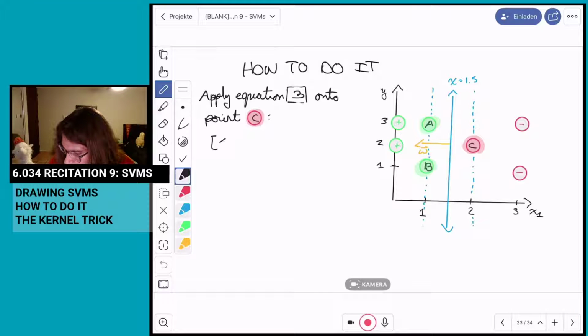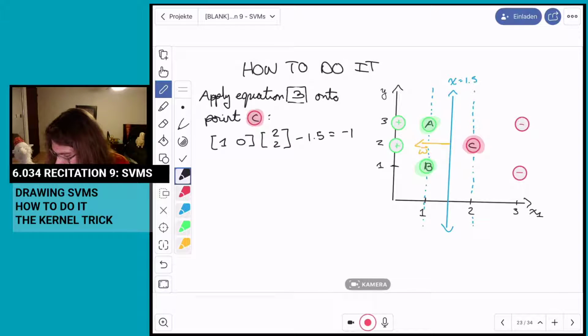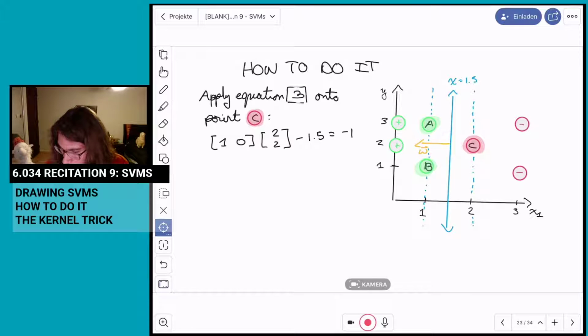So this is 1, 0, 2, 2. So I've picked point C over here, minus 1.5 is equal to -1, which is point C's classification. And this is yet another example of a dot product. This time I'm not doing it in reverse. So 2 times 1 is equal to 2. 2 times 0 is equal to 0. And I have to sum the two products.